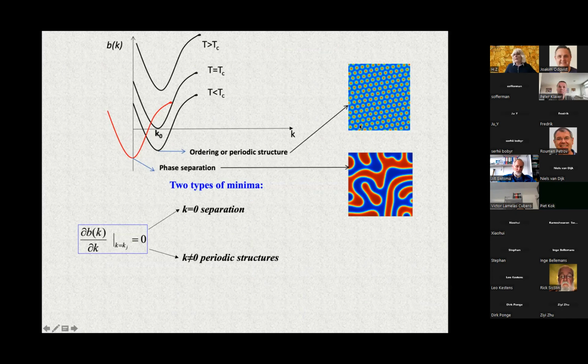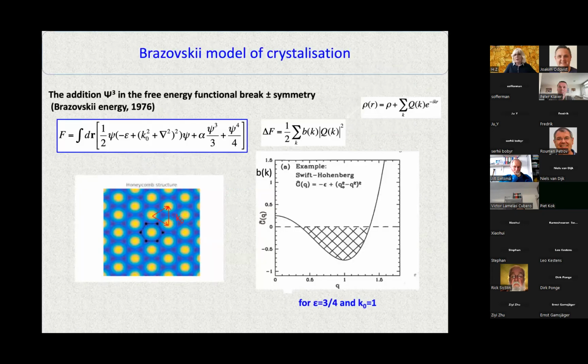However, if the minimum of this function is situated at a given k, we will observe some periodic formation of precipitates, as you can see here, and we will have some k0 periodicity, or 2 pi divided by k0 periodicity, in our system. So the minimization of this function gives us the answer what kind of dynamics we will obtain during our kinetic process.